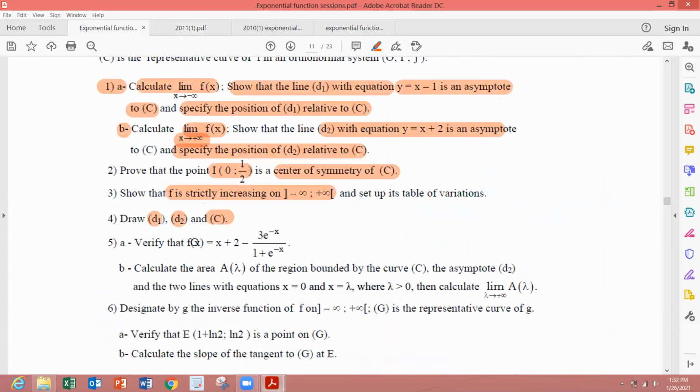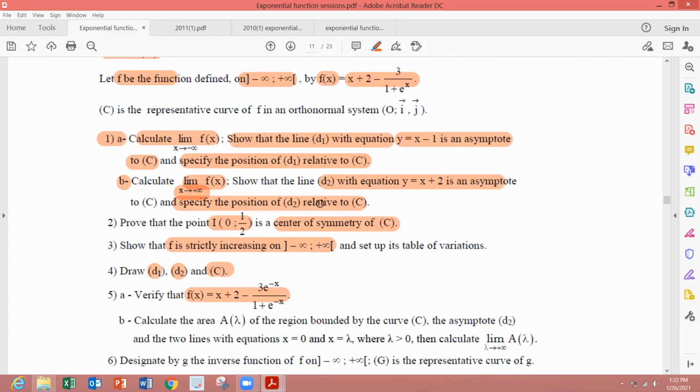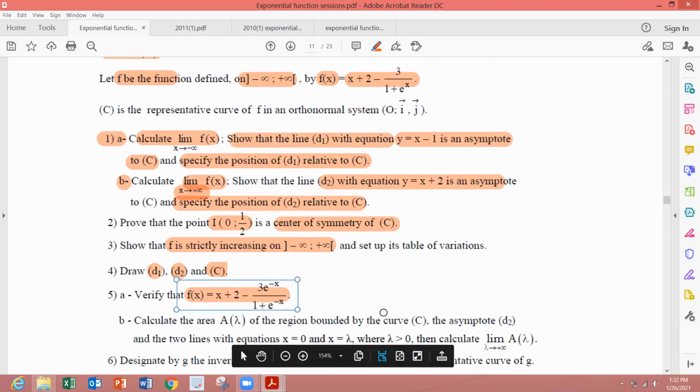Verify that f(x) equals x plus 2 minus 3e to the minus x over 1 plus e to the minus x. How to prove that this f(x) and that f(x) are the same? This one and that one. You can set them equal, and then if it gives 0 equals 0, it is correct.